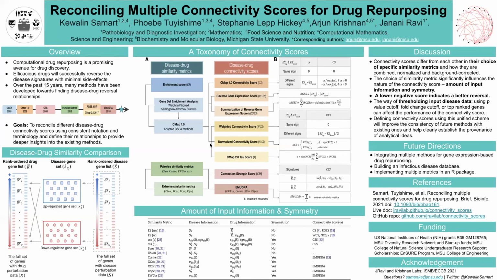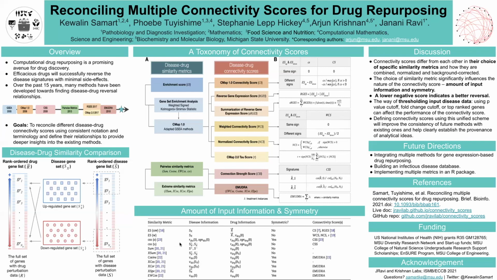We lay out every single connectivity score and establish their relationship and connection. As a result, we have found that each of the connectivity scores is built upon similarity metrics, and different choice of similarity metric can also influence the nature of the connectivity scores. In panel B, we have some of the mathematical formulations where we redefine all of the scores using our unified notation and terminology.